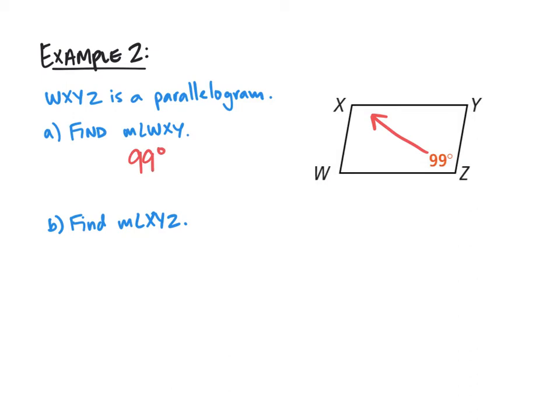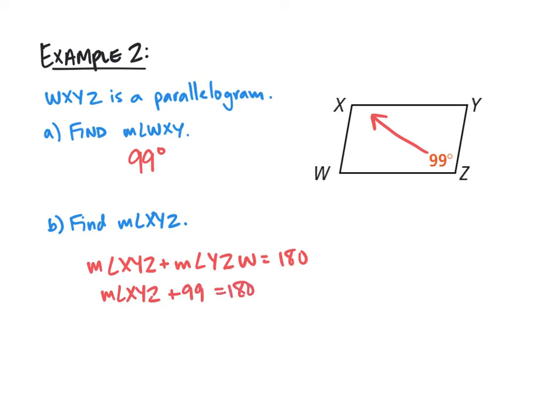To find the measure of angle XYZ here, we can remember that the consecutive angles in our parallelograms will be supplementary. So that would tell us that the measure of angle XYZ plus the measure of angle YZW would need to equal 180. These two angles need to add up to be 180 because they're supplementary. So the measure of angle XYZ plus 99 has to be 180. And now if I subtract 99 from both sides, then the measure of angle XYZ would equal 81 degrees.